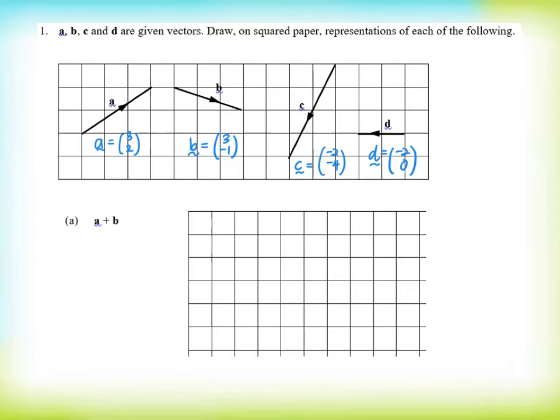Vector A plus B. Now let's start off with vector A. Vector A will be, for example, let's mark a starting point. Vector A says 3 units to the right, 2 units up. It'll come to this interchange over here. So this is vector A, followed by addition of vector B. So B will be 3 units right and 1 unit down. So this will be vector B.